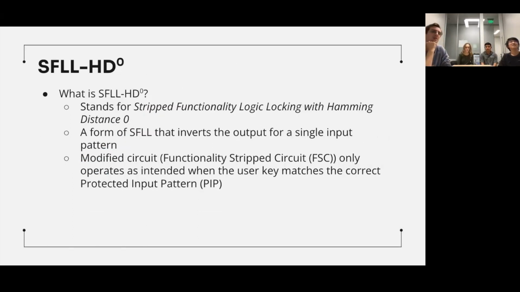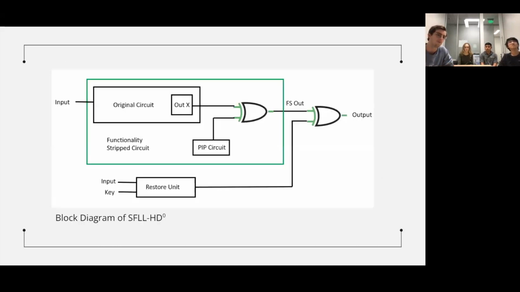So what is SFLL HD0? It stands for stripped functionality logic locking with a Hamming distance of 0. It's a type of SFLL that inverts the output for a single input pattern. The modified circuit will only operate as intended when the user key matches the correct protected input pattern, essentially meaning that when an attacker puts in the incorrect key value, he won't know if the output is correct or not because he doesn't know the output. So it'll only work whenever you put in the exact key value that we need from the protected input pattern.